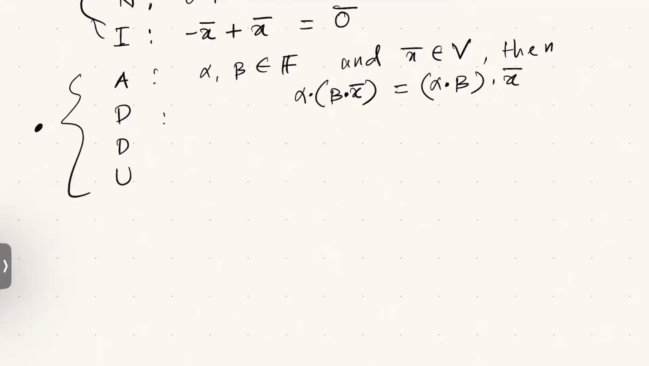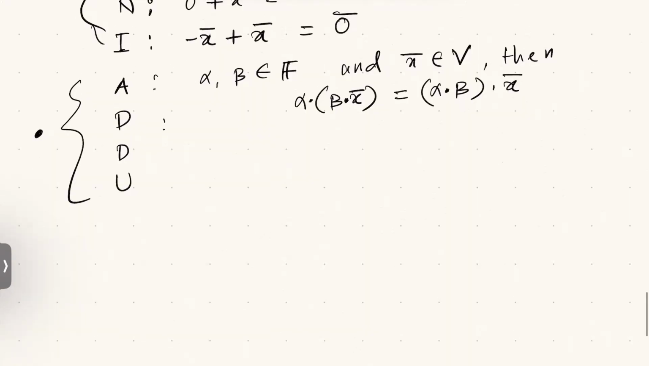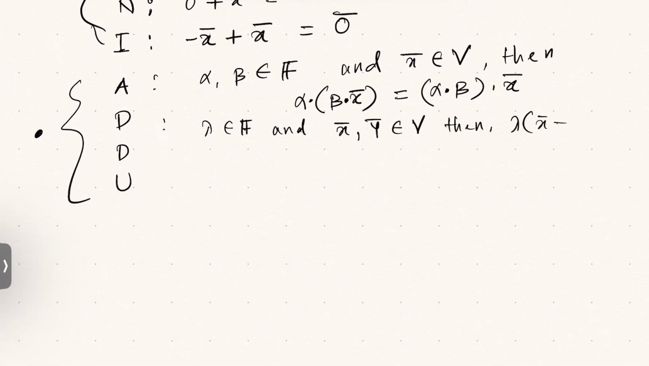Then we have the distributive law, and this distributive law is something like: if you have lambda belongs to F and X, Y belong to the vector space V, then lambda times (X plus Y) equals lambda X plus lambda Y.